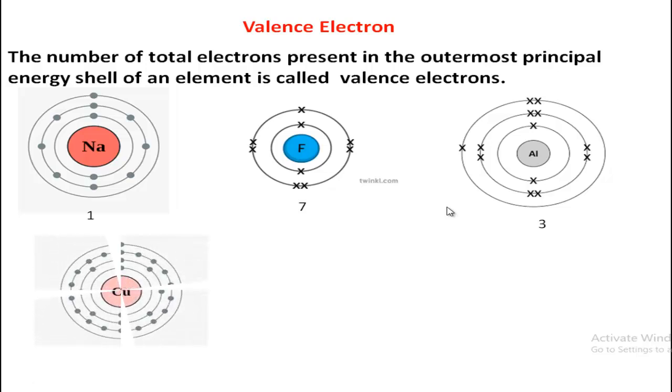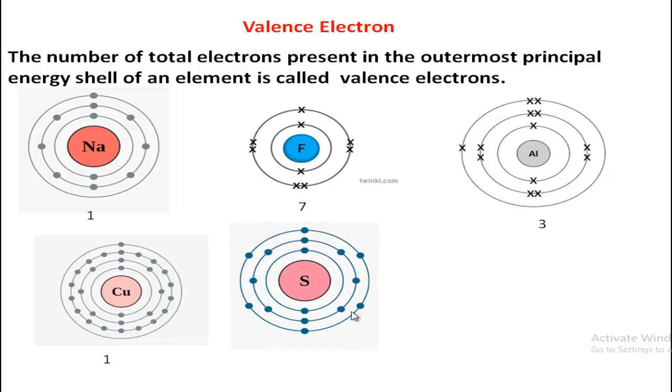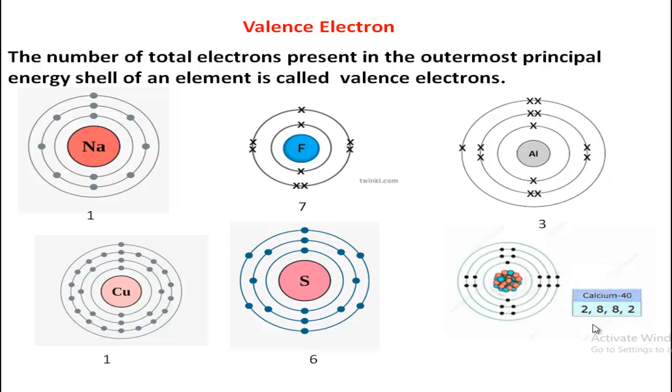More example, copper 29. So first shell 2, second shell 8, third shell 18, and the outermost shell contains only 1. So its valence electron will be 1. Now sulfur. Electron number 16, 2, 8, 6. So valence electron will be 6. More example, calcium 20. Electronic configuration 2, 8, 8, 2. So its valence electron number will be 2.